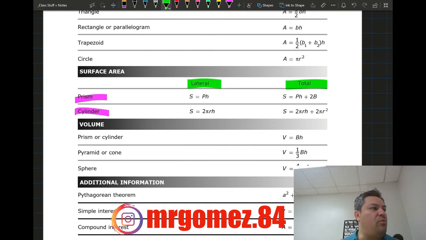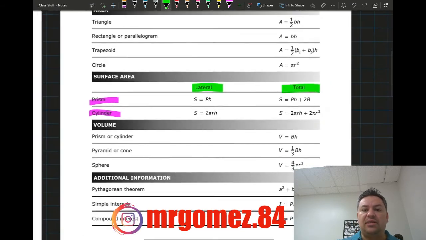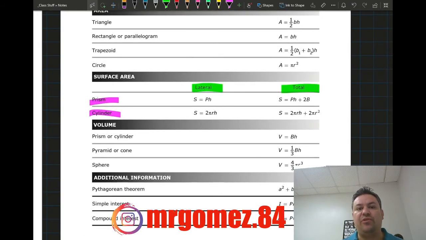Now, why would I want to find just the lateral and not the total? Let me give you an example. If you're gonna paint the walls of a room, you're gonna paint 4 walls. If you're gonna paint your room, do you usually paint your floor and your ceiling? No, right? You usually don't paint those. So basically, you're just finding the area for the walls. That's an example of lateral surface area.